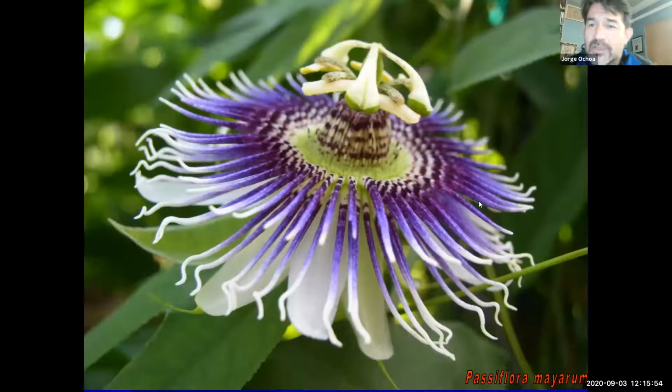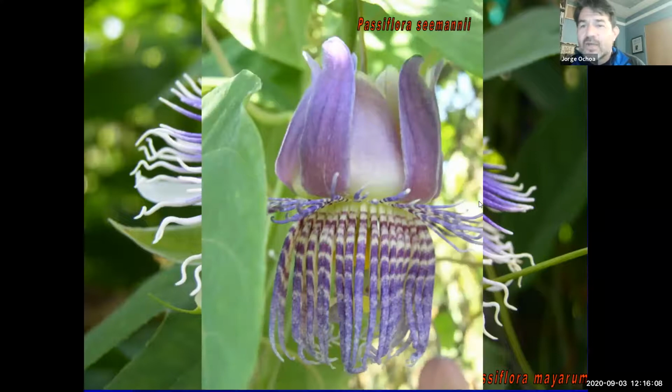Now, when we look at passion flowers, there are going to be two forms of the flowers. Either the flowers are faced towards the sky, which we're going to call dish shape or dish-like, or the flowers are faced towards the ground, which we're going to call bell shape. So either bell shape or dish shape will be the two forms.